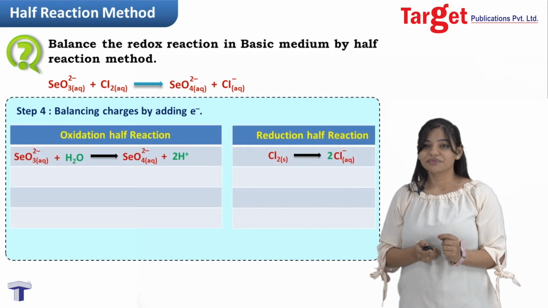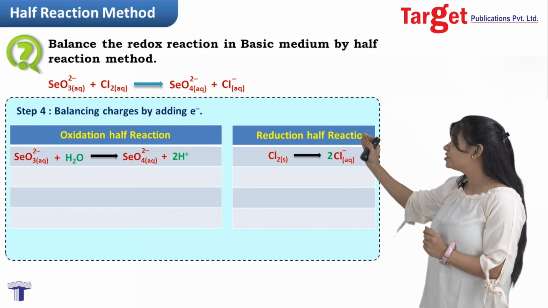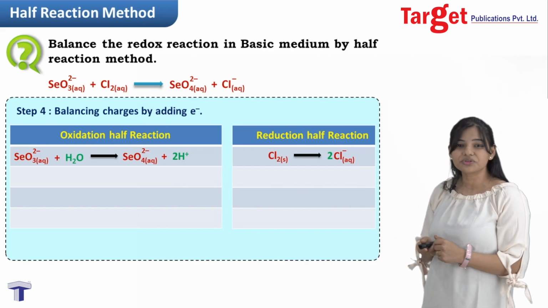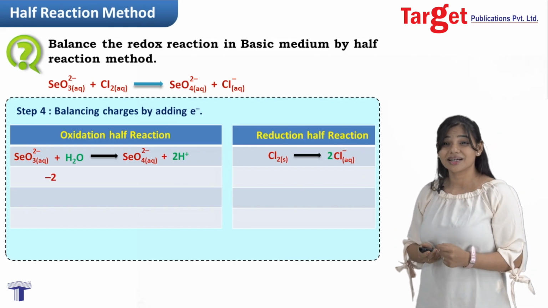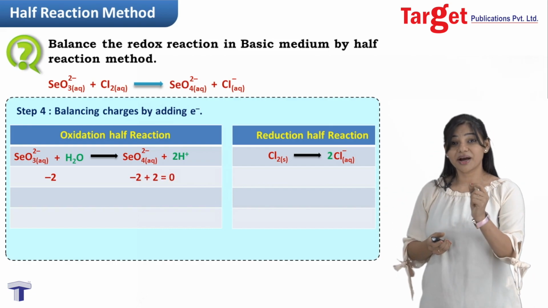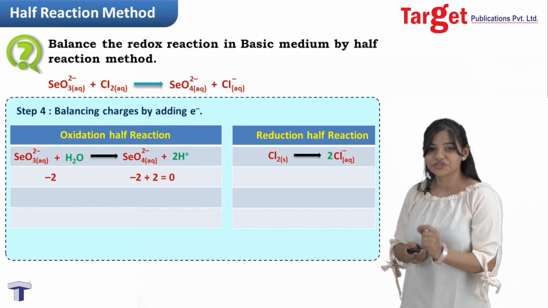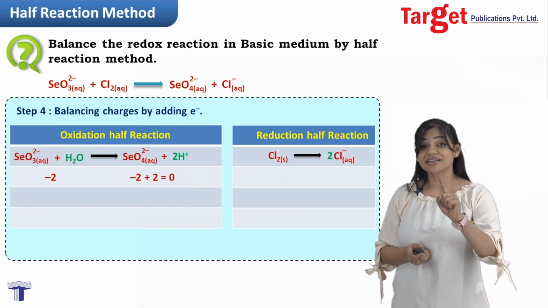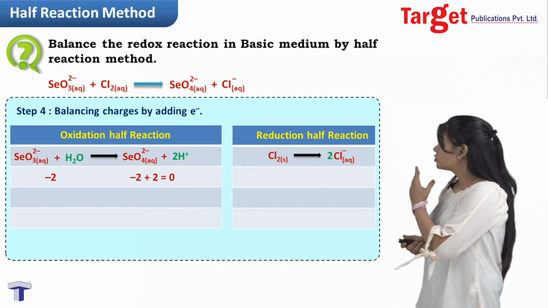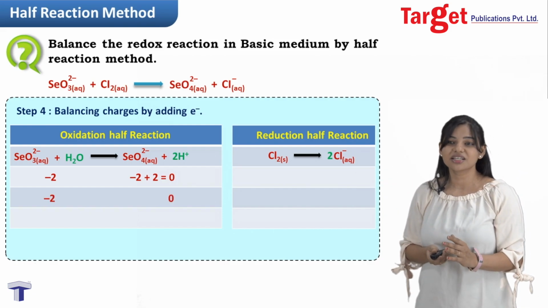So how do I do that? Students, for the oxidation half reaction, the charge on SeO3 2- is -2, whereas the water molecule is neutral. So on our reactant side, we have a charge of -2. Whereas on the product side, we have -2 for SeO4 2- and +2 for the hydrogen ions. As each hydrogen carries +1, 2 hydrogens will carry +2 charge. So overall the charge on my right-hand side is -2 and on the left-hand side is 0.